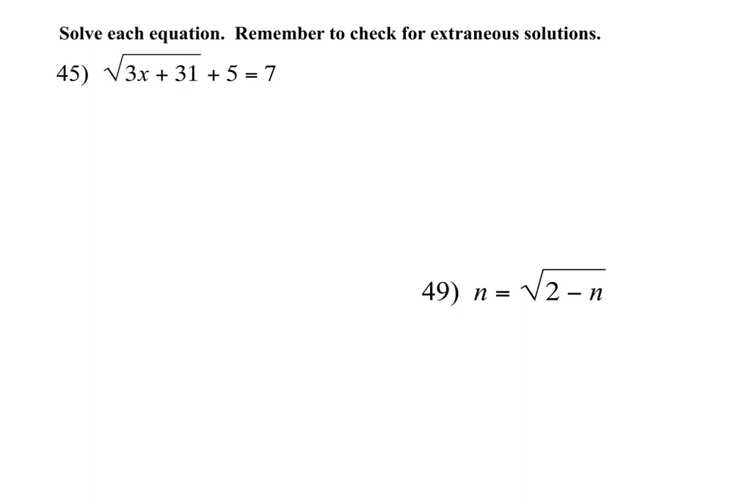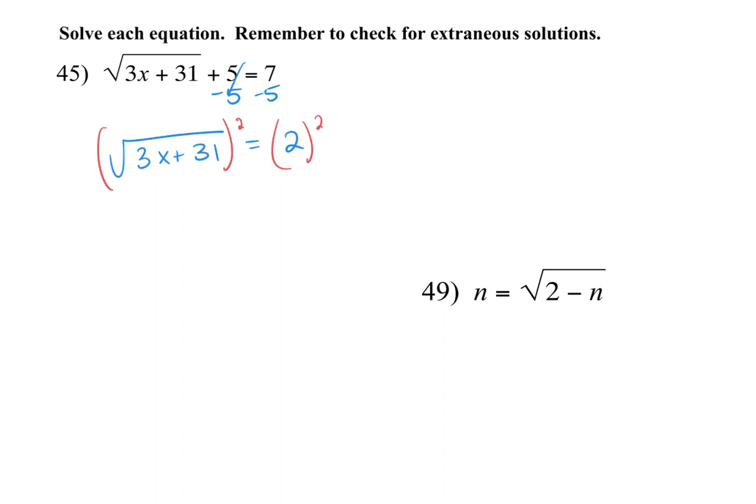All right, so when you solve a radical, your goal is to try, if you can, to get the radical by itself. So on this first one, I need to move that 5 over before I do anything. I have 3x plus 31. 7 minus 5 is 2. I now have the radical by itself. This is an index of 2. So to get rid of an index of 2, I square both sides.